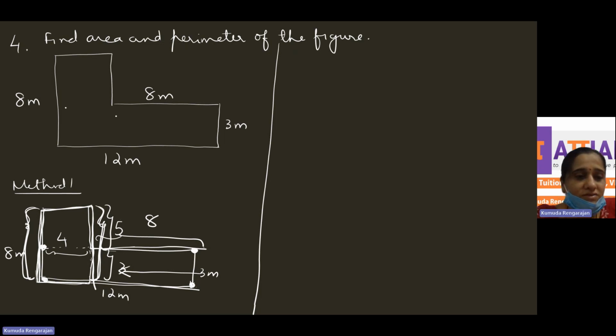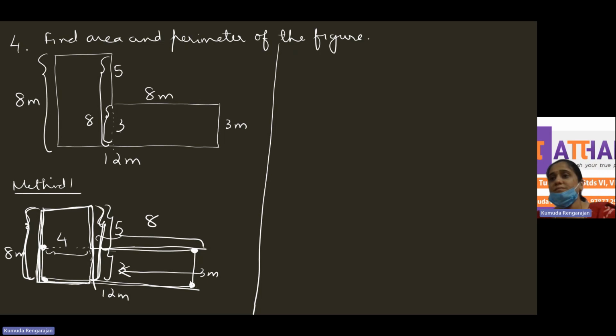See here, I'll join this one alone. This full thing is 8, so this full thing also should be 8. But this one is 3. So the rest of it will be 5, because 5 plus 3 is 8, and this is 8.